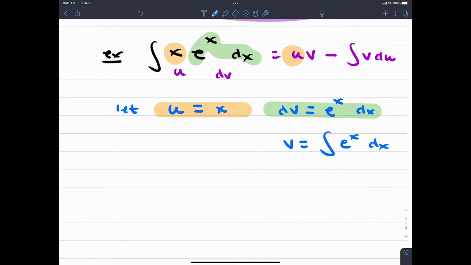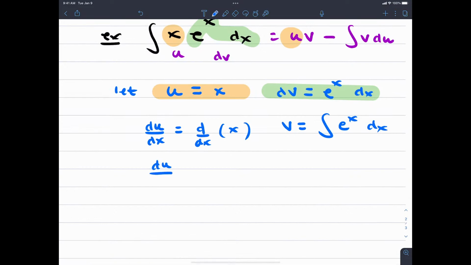Okay? Now, you say, how do I get my du? Well, you get du by differentiating u with respect to x. So in this case, I already know u is what? x. So what I'm saying is this sets your table.